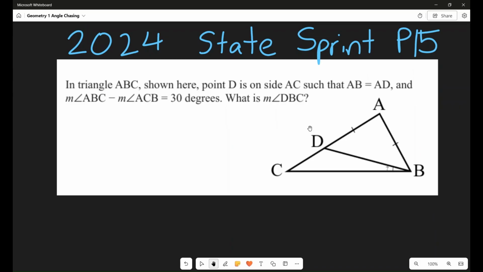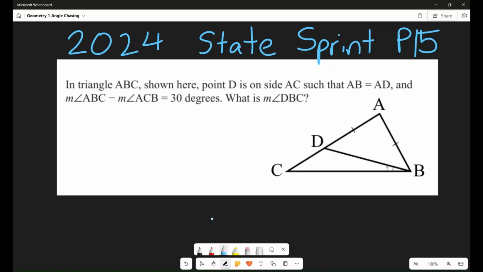In triangle ABC shown here, point D is on side AC such that AB equals AD, and angle ABC minus angle ACB is 30 degrees. What is angle DBC? So that's a lot of information. So let's try assigning some variables and see where we go.